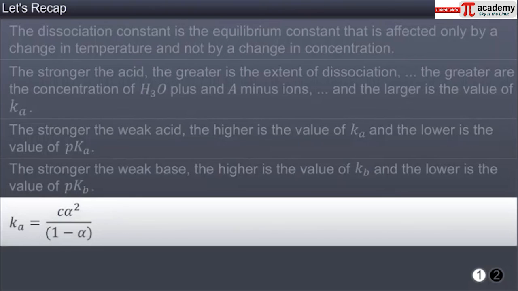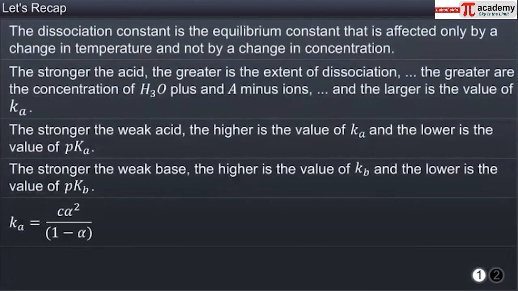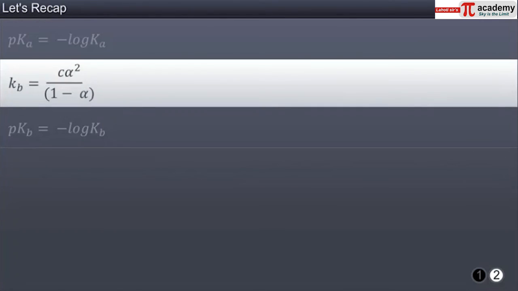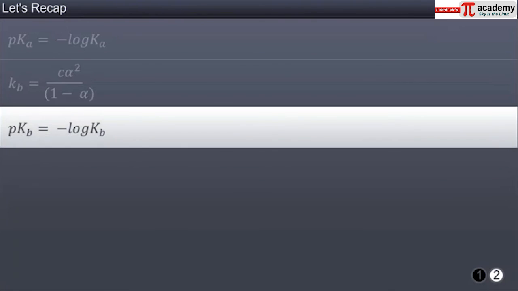The acid dissociation constant, Ka, is equal to C alpha squared divided by 1 minus alpha. pKa is equal to negative log of Ka. The base dissociation constant, Kb, is equal to C alpha square divided by 1 minus alpha. pKb is equal to negative log of Kb.